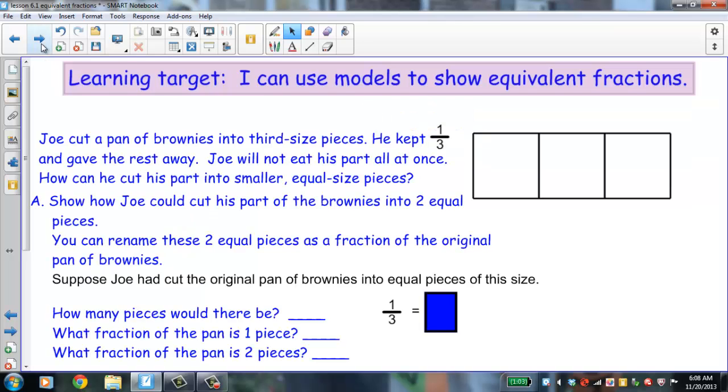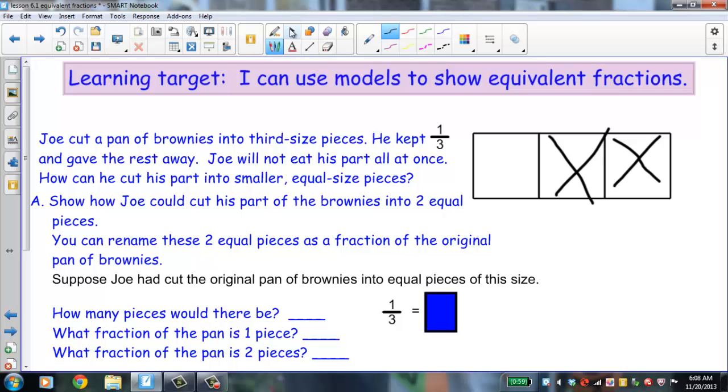So let's take a look at this problem. Joe cut a pan of brownies into third size pieces. So here's our model, and just imagine this is a pan of brownies, and he cut it into third size pieces. So there's 1, 2, 3 parts. He kept 1/3 or 1 out of 3 and gave the rest away. So the very first thing that we can do is take 2 of these pieces and mark them out because Joe gave those away. He only kept 1 out of 3.